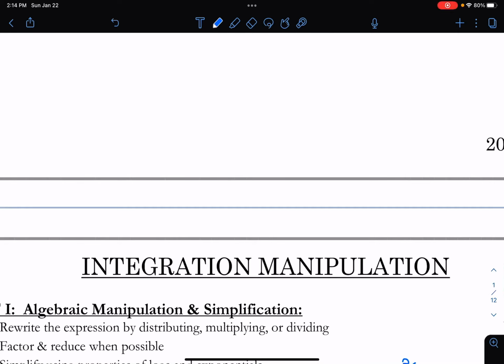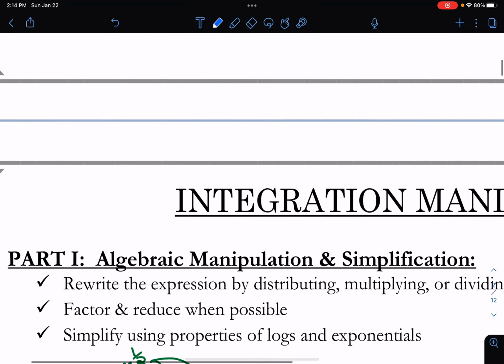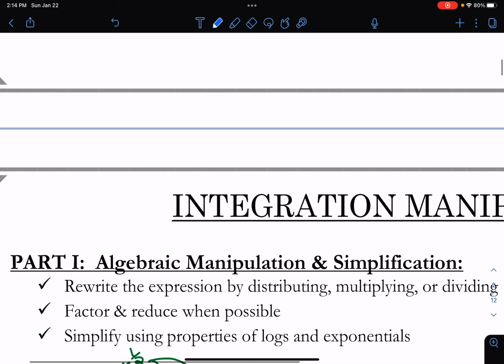Hi everyone. Today we're going to talk about integration manipulation. And really, this is just a fancy title. The main thing we're looking at is just reviewing a bunch of different integration techniques. So, part one is specifically algebraic manipulation and simplification.